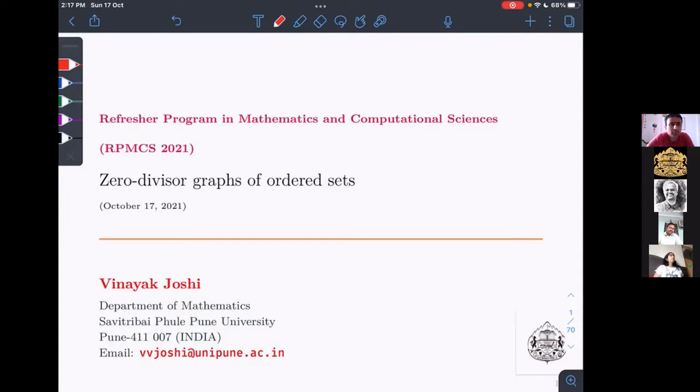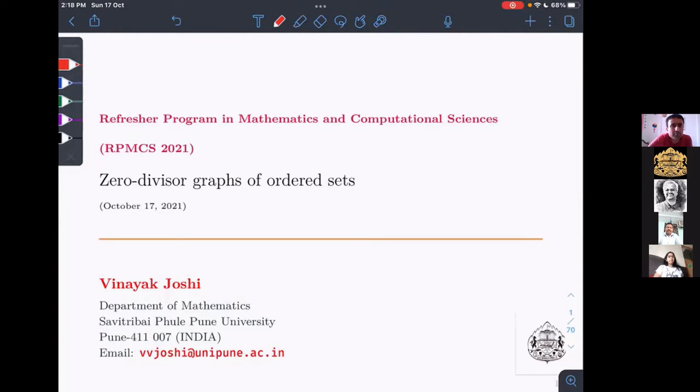To name a few, he recently delivered a Platinum Jubilee lecture entitled zero divisor graphs of ordered sets and applications to graphs associated to rings, from the Indian Science Congress. Just last year, he delivered this Platinum Jubilee lecture. Apart from that, he also received the ISCA Young Scientist Award and the Suvarna Jayanti Puraskar in 2002, given by the National Academy of Sciences, India.